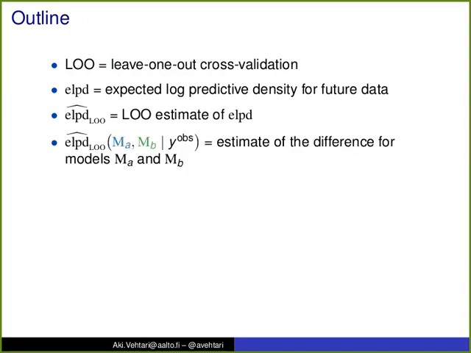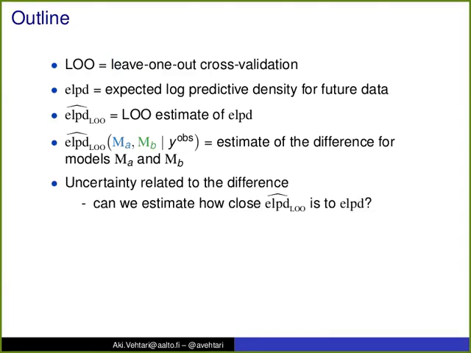And in this paper and talk, specifically, we are interested in comparing differences of two models. So we subtract these ELPDs of model A and model B, and then what is the difference? And what is the uncertainty related to this difference? Can we estimate how close this ELPD hat is to the true ELPD when we are doing these model comparisons?